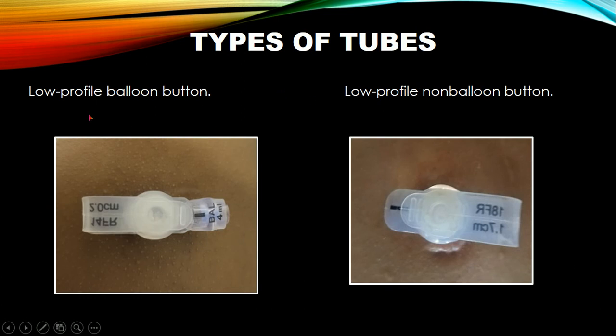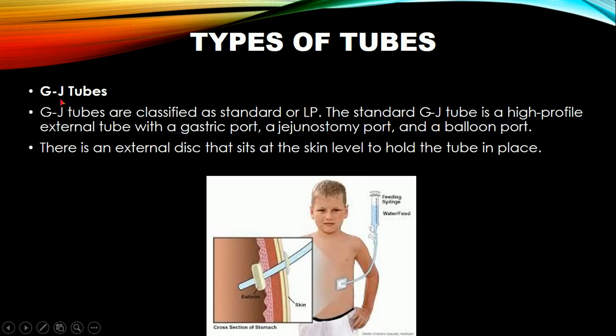So these are the low profile balloon button and low profile non-balloon button. We have two types of gastrostomy tube. Low profile is, see, this is when you don't have a long tube. So here it is called low profile. Okay. So low profile with button and low profile without button. So that is called non-button. And this is how it looks from outside.